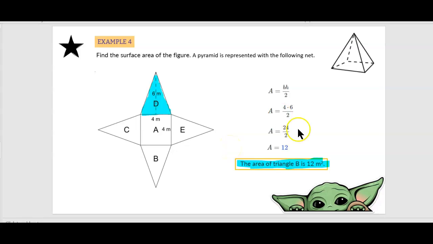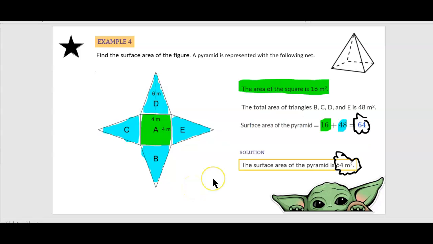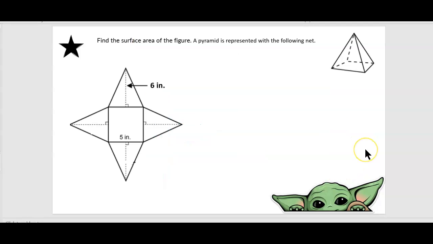The area of the triangle is base times height divided by 2. Take half of it. We get 12. See? Same thing. Just add it all up. 64 meters squared. You try this one now. We're almost done, by the way. Hang in there.